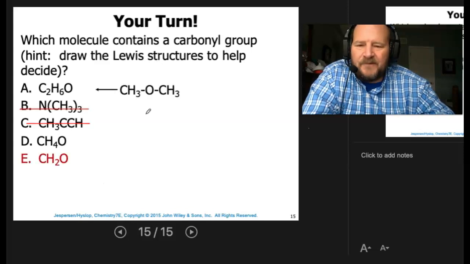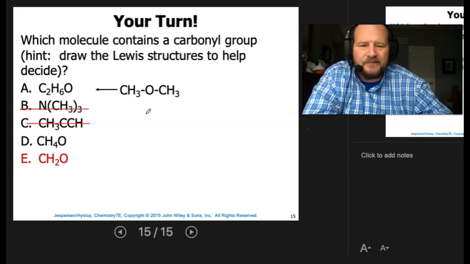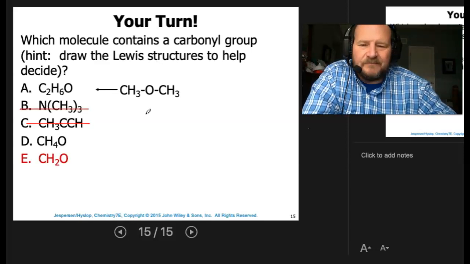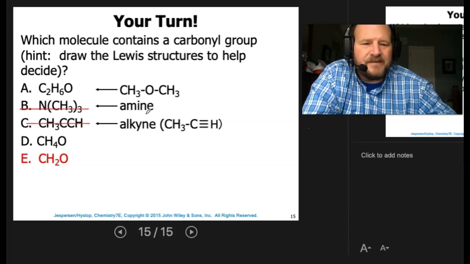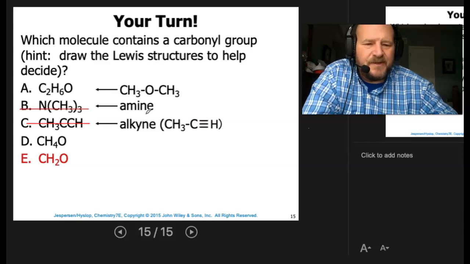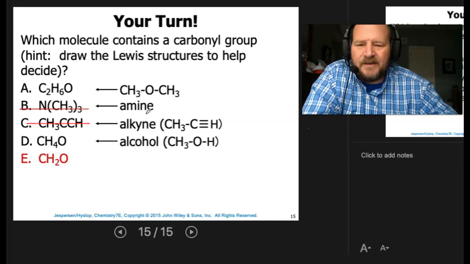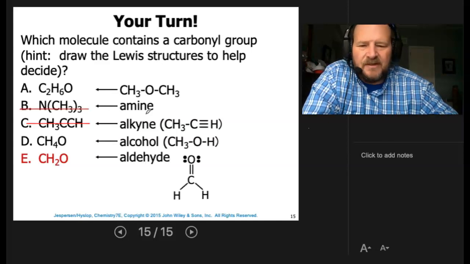So for A, this could be an ether, or it could be the alcohol, right? So it could be ethanol again, CH3CH2OH. This is an amine. This is an alkyne. Again, no oxygens, so it couldn't be the carbonyl. Here we have an alcohol, so it's CH3OH. Last but not least, we have the aldehyde.